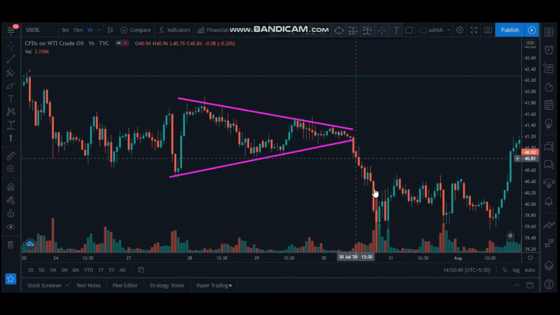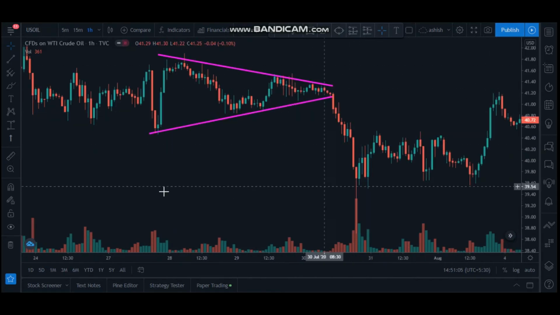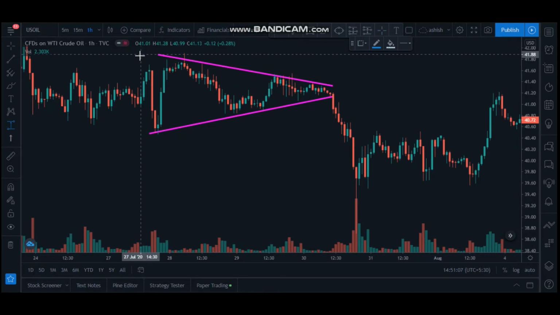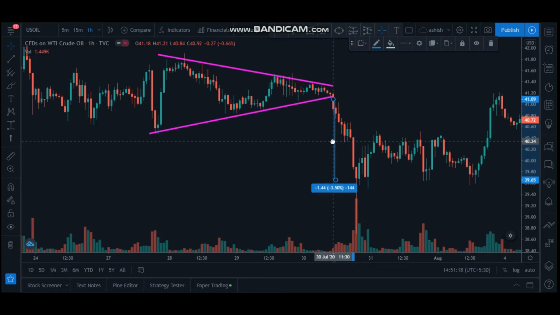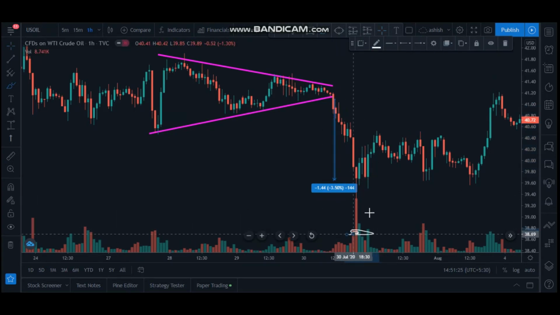So price gave a breakdown here. Sometimes price doesn't take a retest, but you have to be ready. As soon as the price gives a breakout, you have to get into the trade. Keep your stop loss at this area, enter the trade here, and take your profits. So let's see how many points this trade was. If I apply here, it is showing around 144. So we'll take the same thing, put it on the breakdown area, and you can see we are easily achieving the target. Here the wick has gone till this area, and this is a 1 hour time frame. So we have achieved our target.